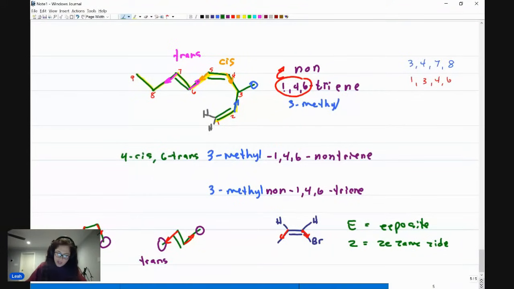All right, so looking back here, because there's nothing else going on, they only have hydrogens as the other atoms here. The trans would equate to E for opposite, and the cis would equate to Z for the same side.